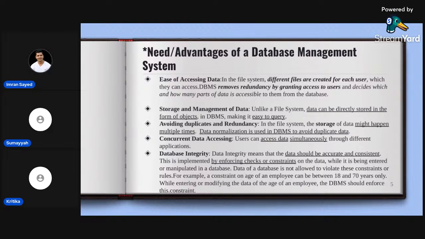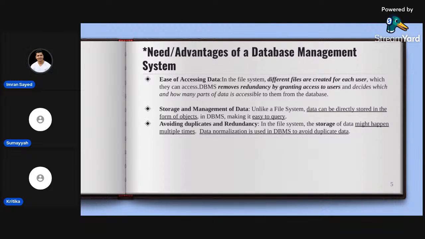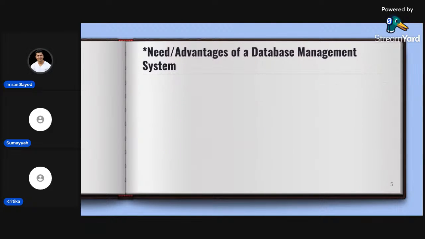In file system, storage of data might happen multiple times. Data normalization is used in DBMS to avoid duplicate data. Concurrent means accessing data simultaneously through different applications. Database integrity means enforcing checks or constraints by making sure it's accurate and consistent. Kritika, you go over this one more time. Then Maya will go over this, and then we'll start asking each other.